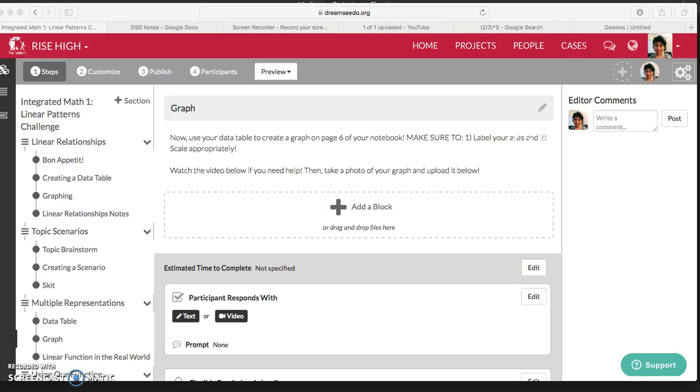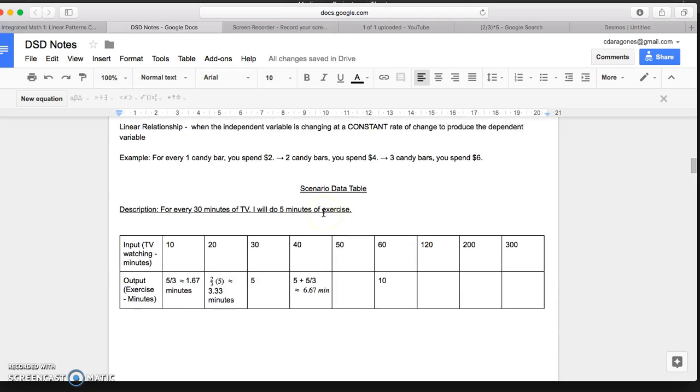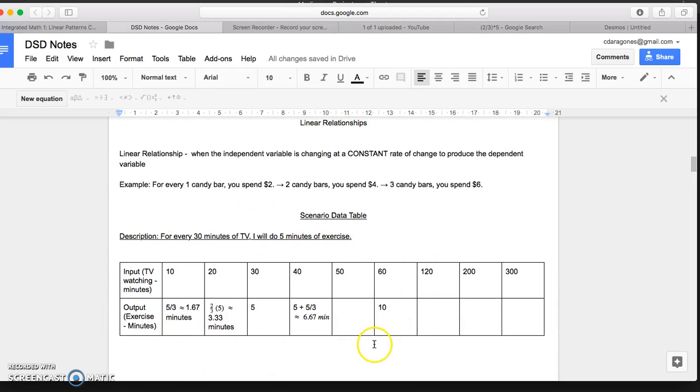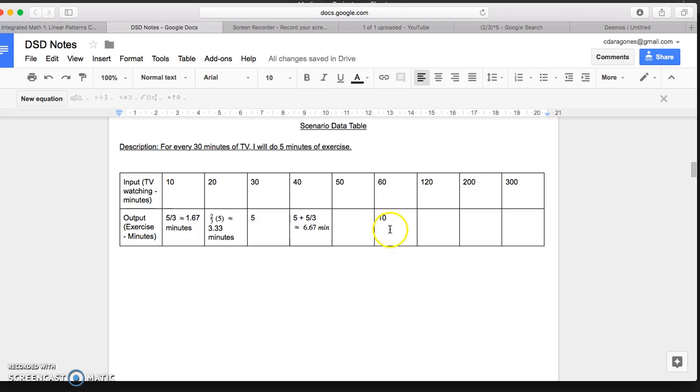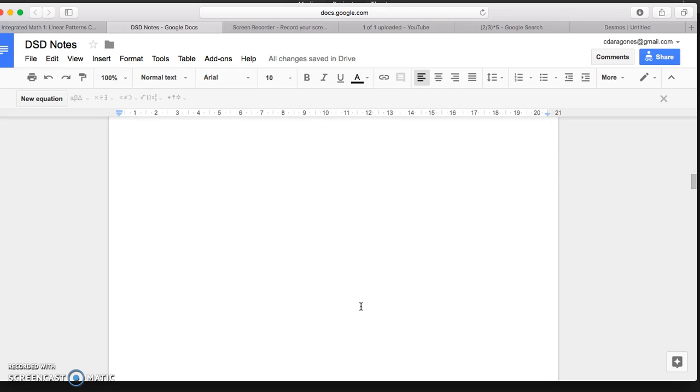All right, so in this part of the challenge, you are going to do the same thing you did with the ingredients, where you took your data table and you created a graph. So please do this graph on page 6 of your notebook. On page 5, you have the table, and hopefully you completed the table and you're able to graph all the data points you need.